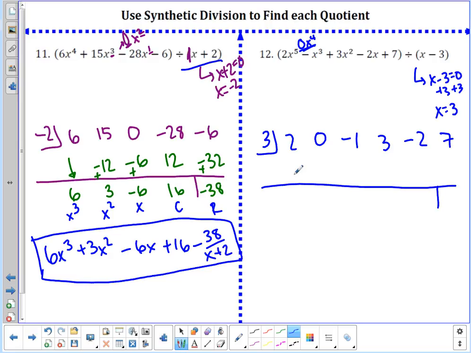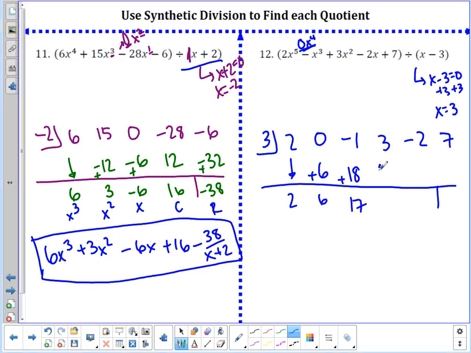Can't skip a hole. Okay, 2 comes down. So I have 2, then 3 times 2 is 6, add them up, you get 6. 3 times 6 is 18, add them up, and you get 17. Then 3 times 17 gives me 51.